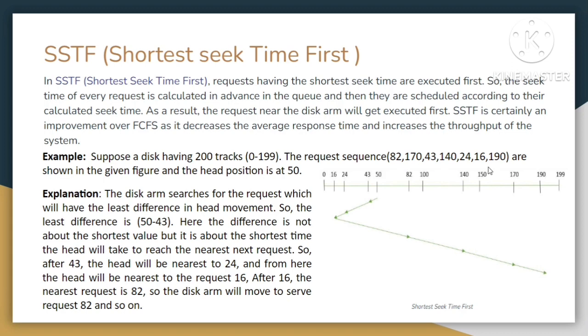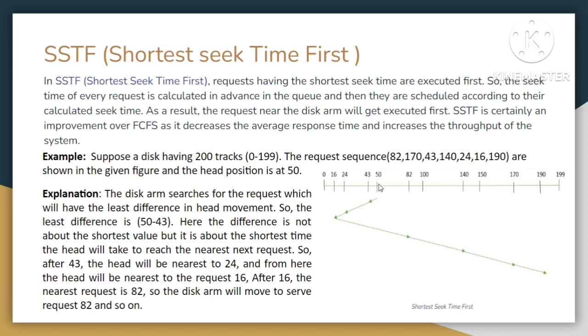We will arrange these requests in ascending order, and then service the requests accordingly. For example, in the same example, we are at the current position, track number 50. Okay, so there are two ways. From 50, the movement can be done to 43 or it can be 82, and we have to calculate which will be nearer to 50.